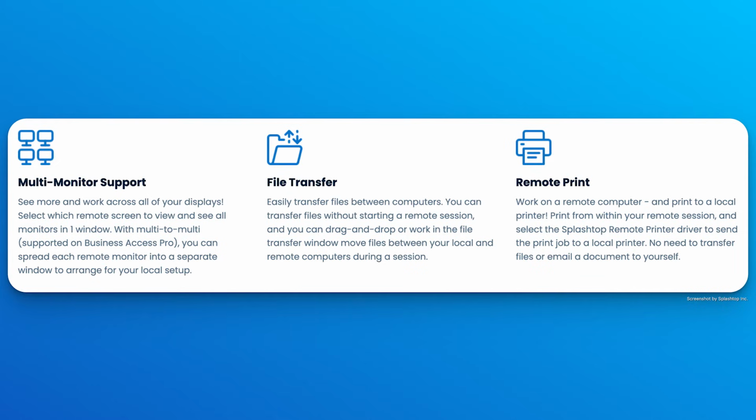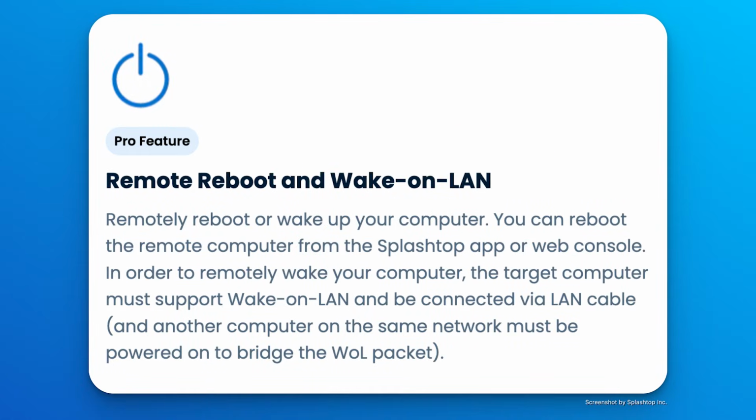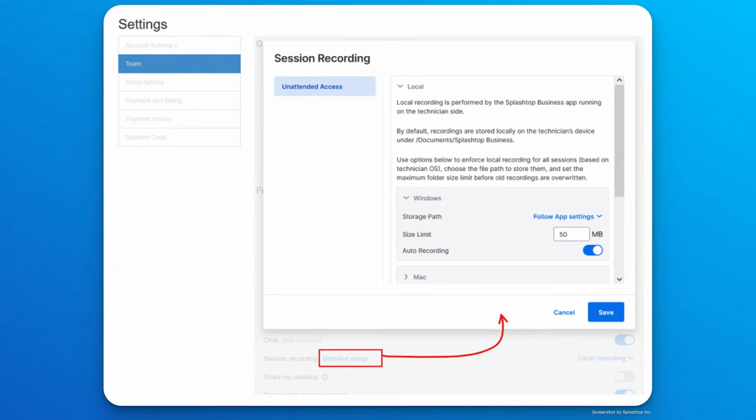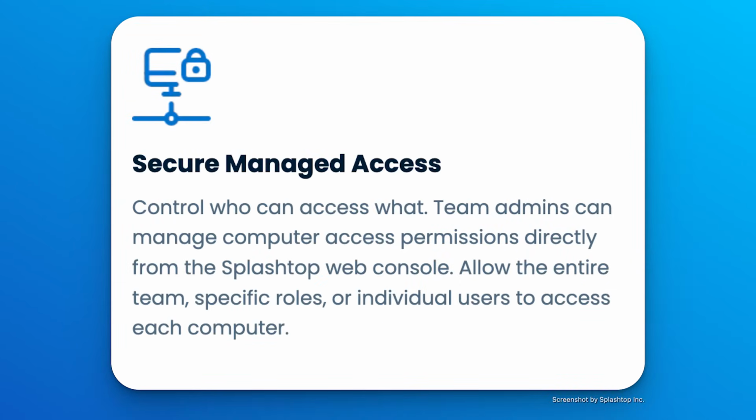With Splashtop Remote Access, you can transfer files between computers, use remote print to print files from your remote computer to your local printer. You can also utilize our true multi-monitor support, the ability to remotely reboot your remote computer, remote chat for text chat to your remote computer, and session recording to record your remote sessions. You also gain the ability to add multiple users and add up to 10 computers per user so you can manage remote access for your full team.